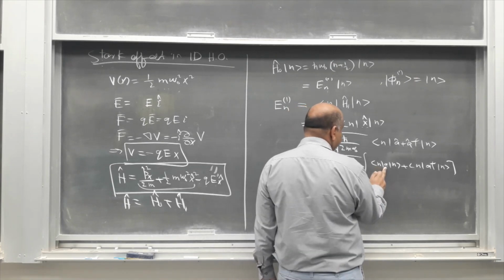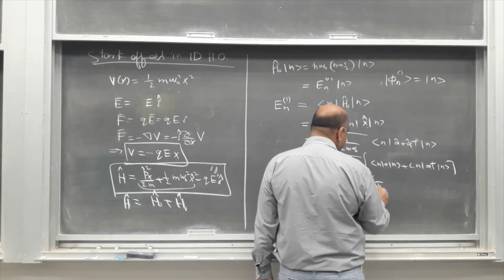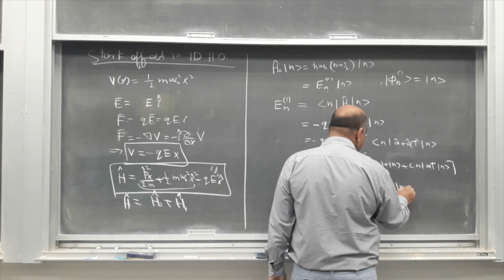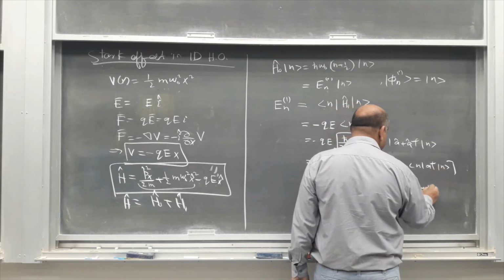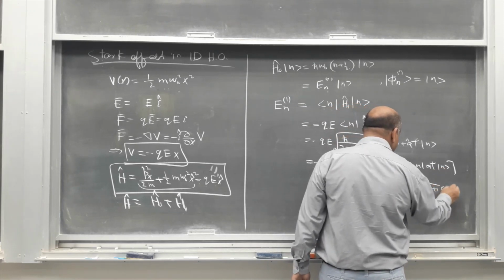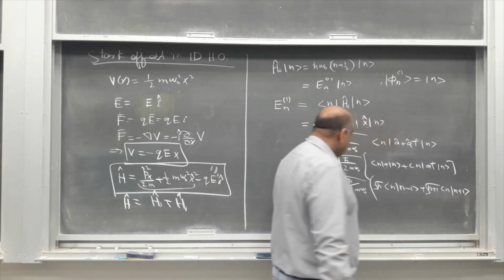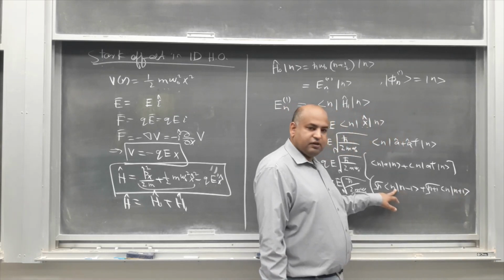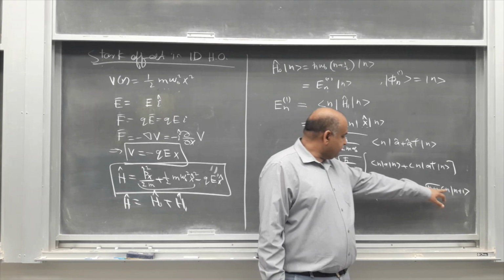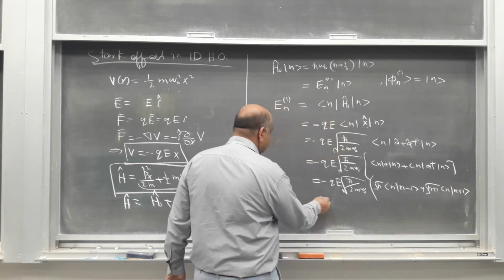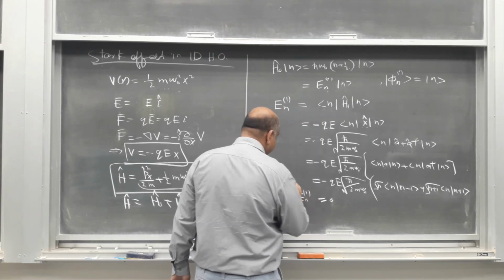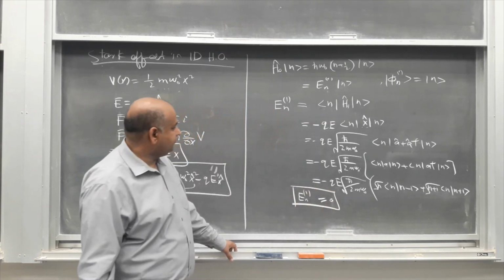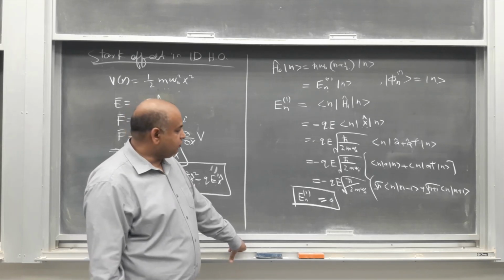Now this is a lowering operator. If it operates, let's say, on this thing, we will get |n minus 1>. This is a raising operator. When it operates on this one, we get |n plus 1>, and since these are two different orthogonal states, this inner product is 0, this is 0, so the first order correction to the energy is 0 for the one-dimensional harmonic oscillator.